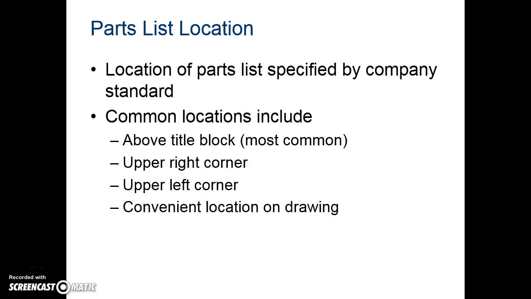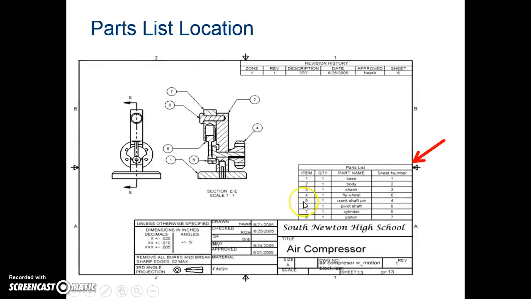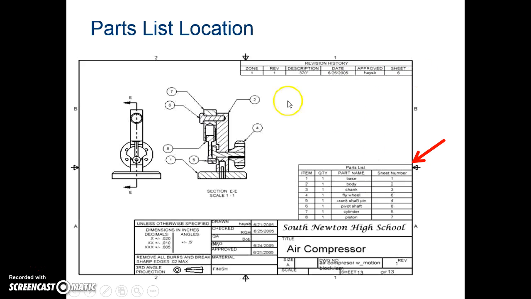Parts list location. Location of parts list specified by company standard. Common locations include above the title block, in the upper right hand corner, upper left hand corner, or a convenient location on the drawing. So really, it's your company. They'll set that standard where they want the parts list if you join an engineering firm. Here's a common place for it. I place mine up at the top.